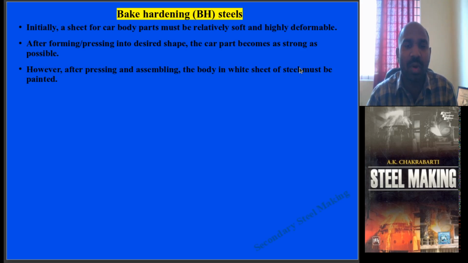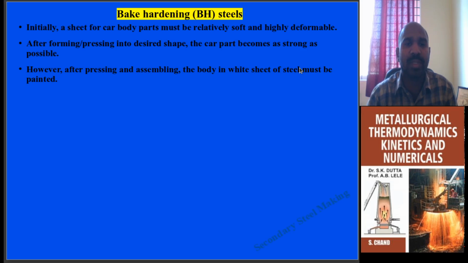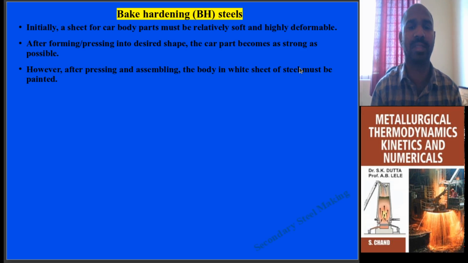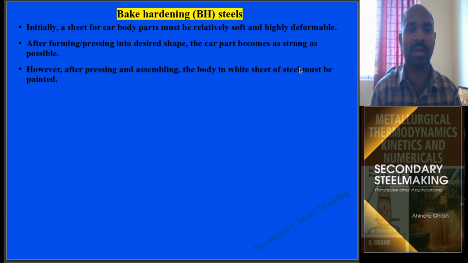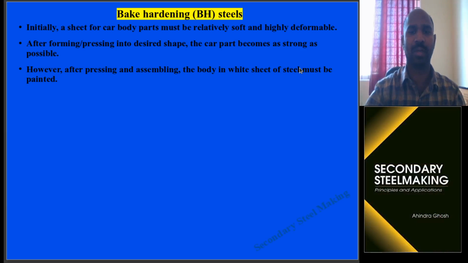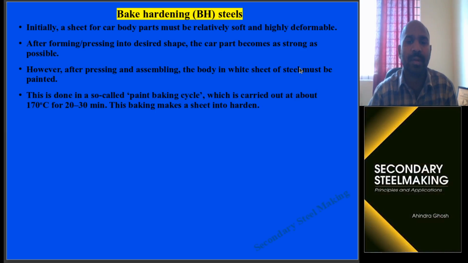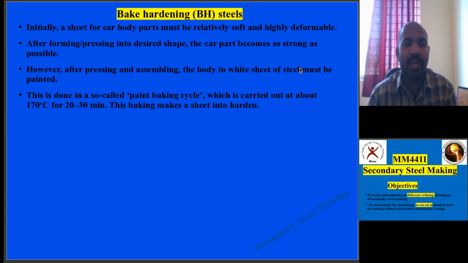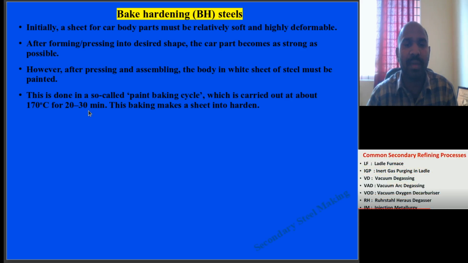But after this pressing, when you are assembling the car bodies, the steel after the rolling process is a white sheet of steel. It should be painted, and while you paint, you need to provide the firing temperature of this baking cycle, which is nothing but the paint bake cycle, maintaining a temperature of 170 degrees Celsius for half an hour. This is nothing but an aging process. This is where the baking is occurring.